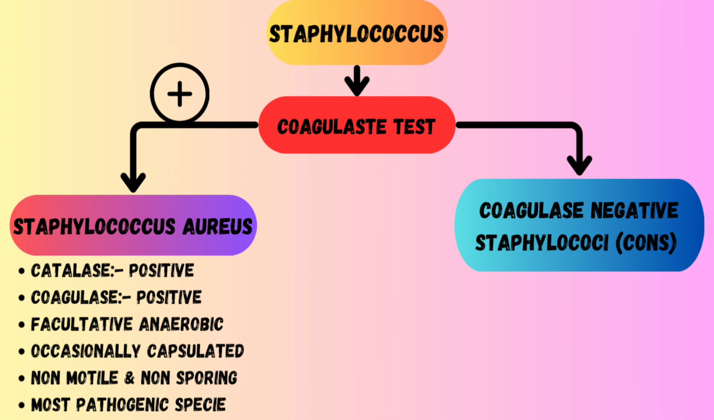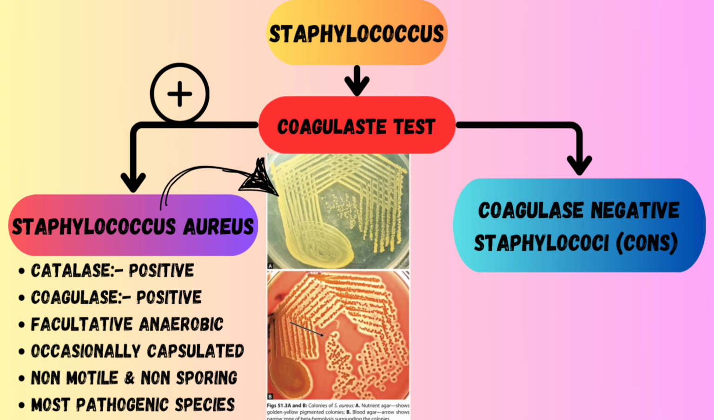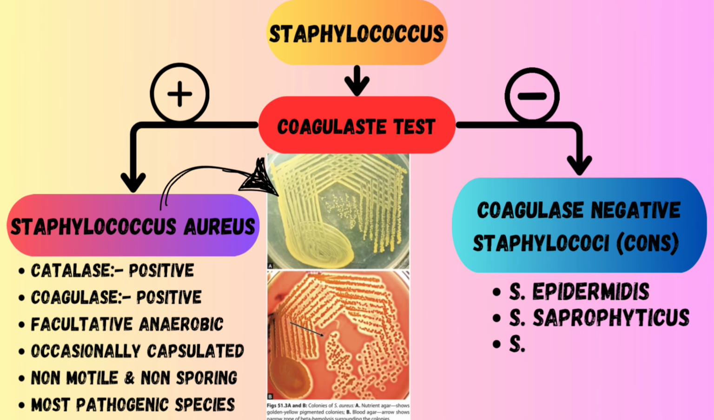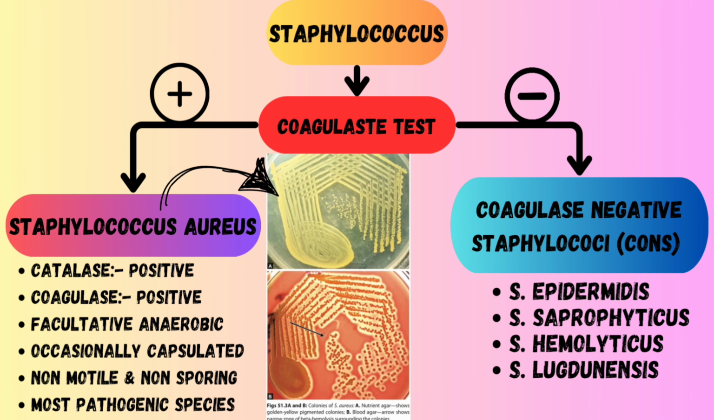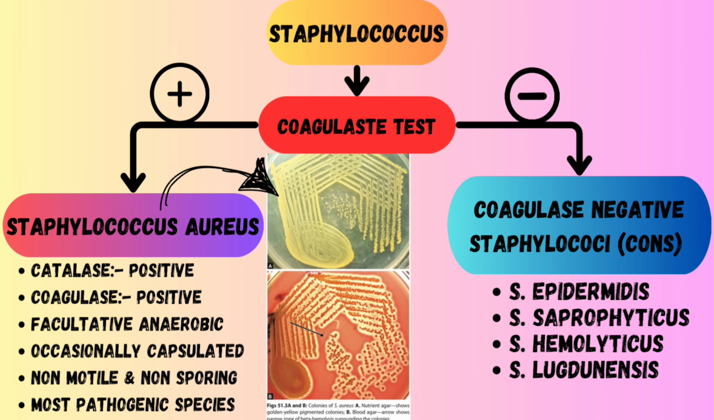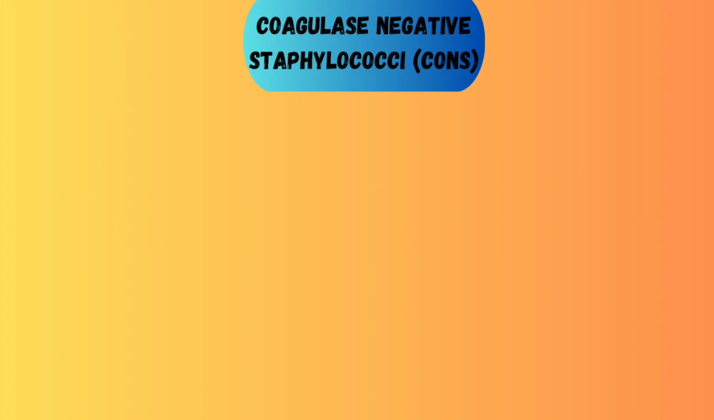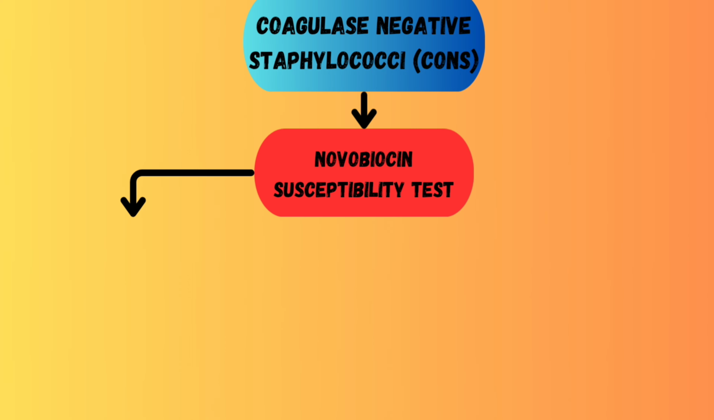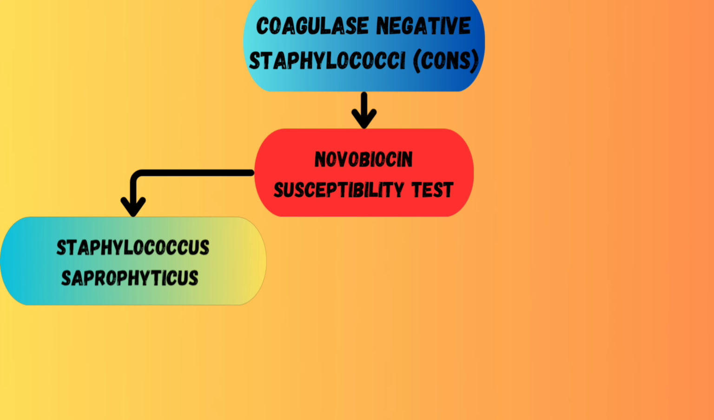Staphylococcus aureus is the most pathogenic species, which is coagulase positive. Other Staphylococcus species like Staphylococcus epidermidis, Staphylococcus saprophyticus, Staphylococcus haemolyticus, do not produce coagulase, so they are coagulase negative, or CoNS. Another test, the novobiocin test, helps in differentiation between Staphylococcus epidermidis and Staphylococcus saprophyticus.